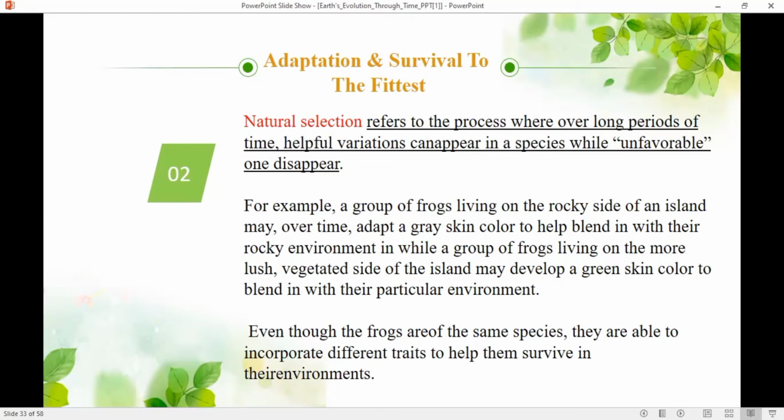So, for example, a group of frogs living on the rocky side of an island may, over time, adopt a gray skin color to help blend into the rocky environment, while a group of frogs living in the more lush, vegetated side of the island may develop a green skin color to blend in with their particular environment. So, in order to survive, the frogs need to adapt and change according to their environment.